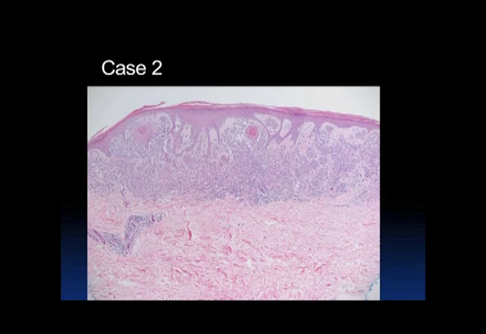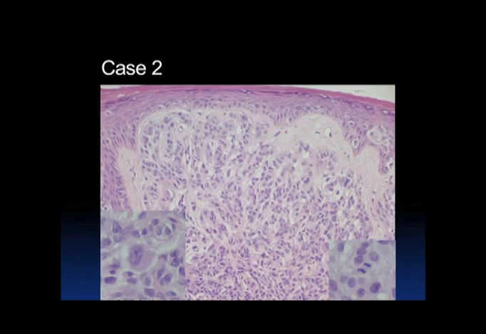Now, the case that I want to spend a little bit more time on is the second case. When you look at this case at low power, it looks relatively well circumscribed, and you can see that there's some relative maturation. It's probably not perfect, but there's some idea of maturation. But when you look at it closer, you start to see several features that are of concern. There's some pagetoid spread that you can appreciate. There's prominent pleomorphism. There are abundant mitotic figures in the dermal component.